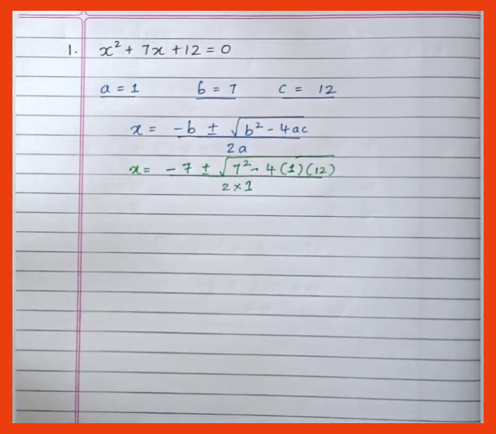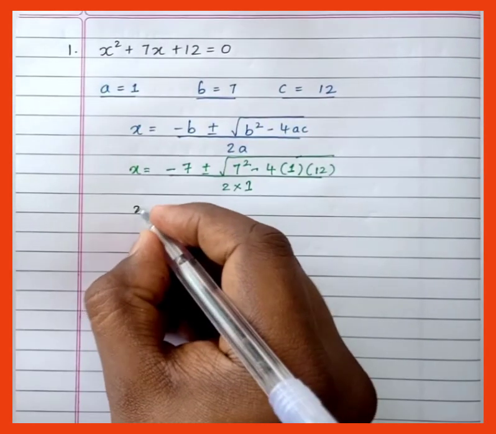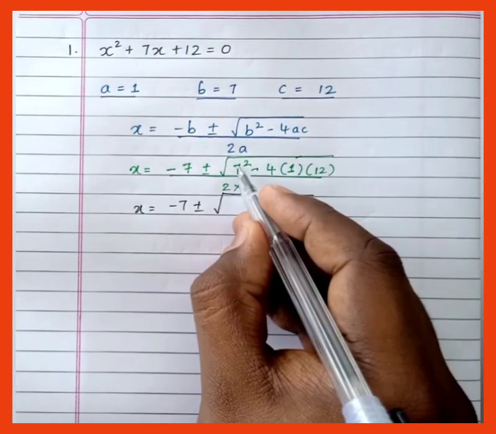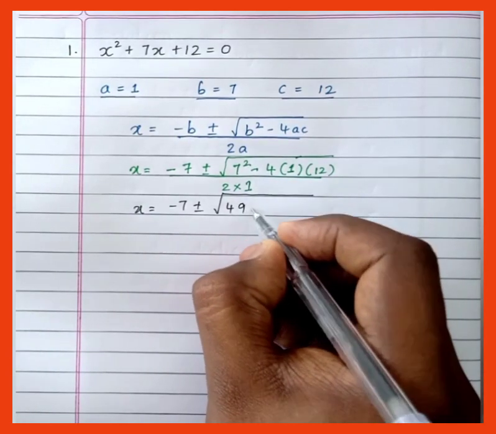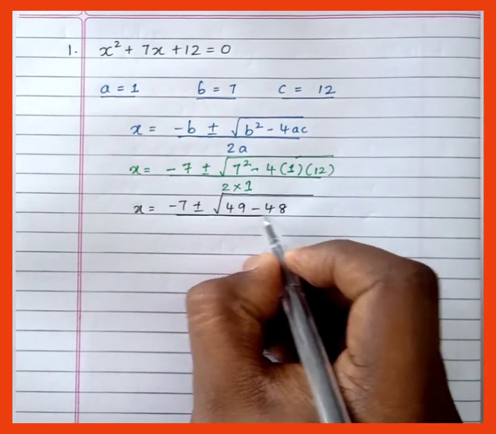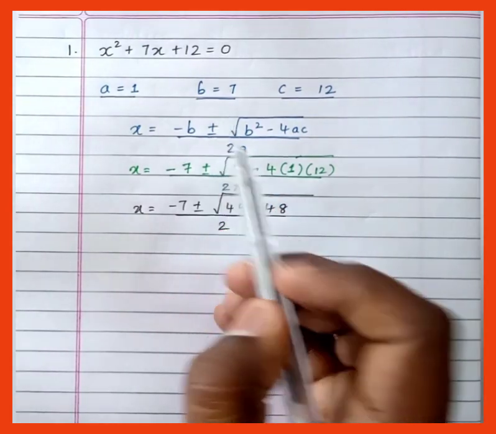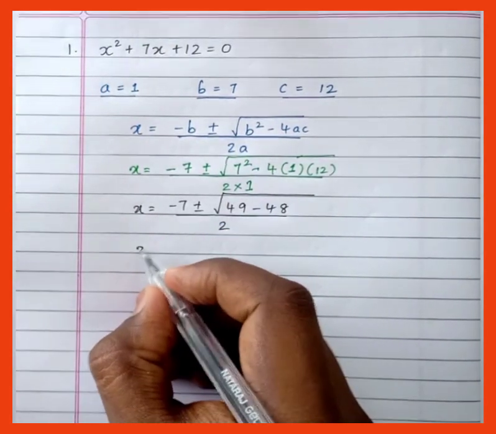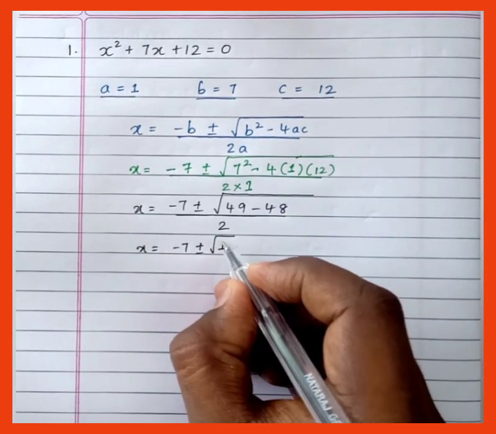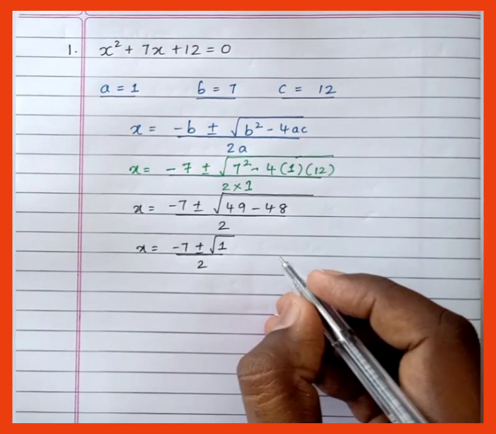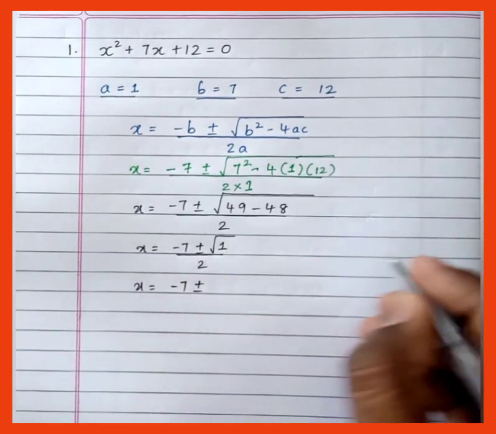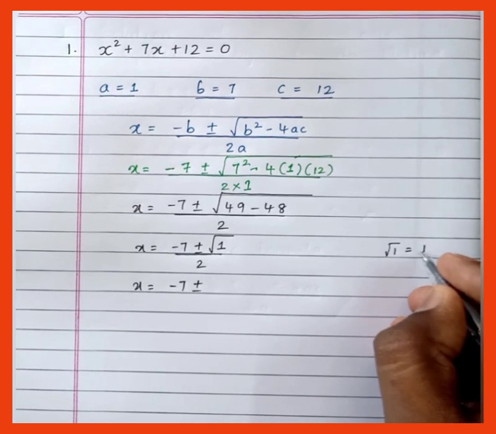Now simplify. X equals minus 7 plus or minus square root of 7 square, that is 7 into 7 is 49, minus 4 into 1 into 12. 4 ones are 4, 4 12s are 48, whole divided by 2 times 1, which is 2. Now we get x equals minus 7 plus or minus, 49 minus 48 is 1. Therefore we get square root of 1 divided by 2. Now x equals, the square root of 1 is 1.